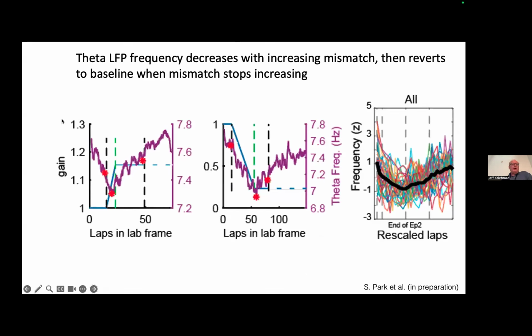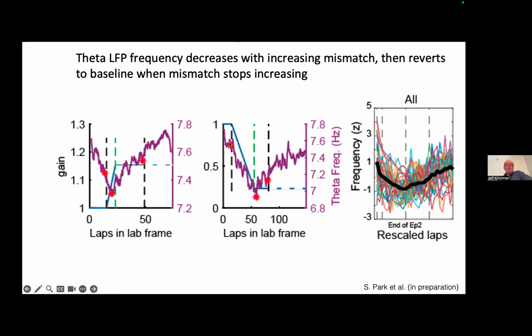What Sung Bum discovered, also Manu Madhav first found this, is an interesting difference in the theta frequencies. So here's our experiment. As before, we start out with a gain of 1. There's an increase in the gain, and then we keep it stable. On this axis here is the frequency of the theta rhythm. What we find is that as this rat starts running and we start changing the gain, the frequency of theta decreases. Now, when we stop changing the gain, the frequency of theta increases.